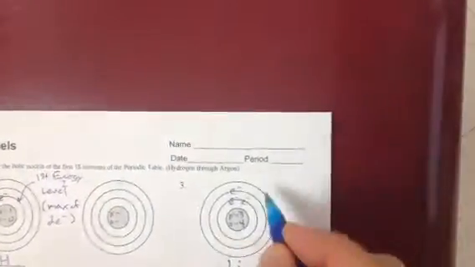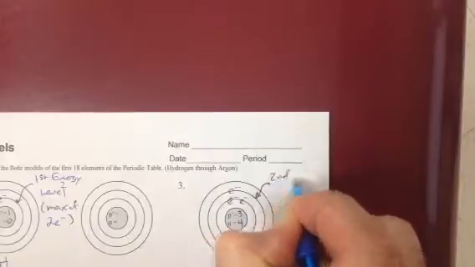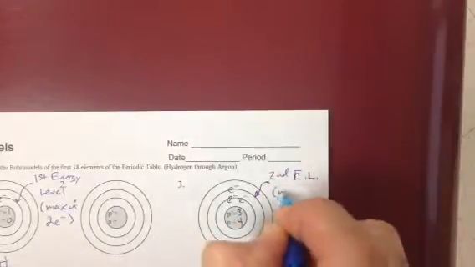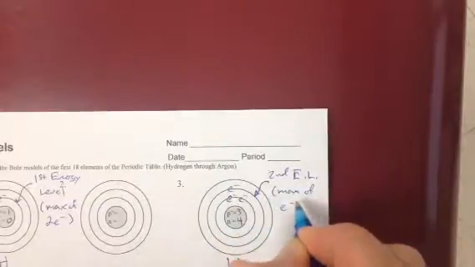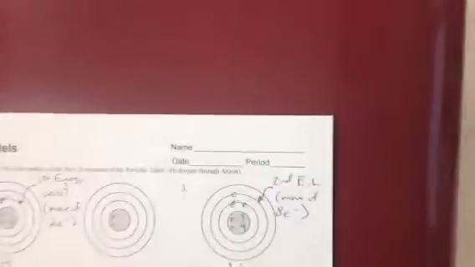So if you want to take a little note, we'll move back to lithium. Just want to take a little note here. Note to self, the 2nd energy level has a maximum of 8 electrons. 8 electrons. There we go. And that's the only thing you'll need to remember for this.